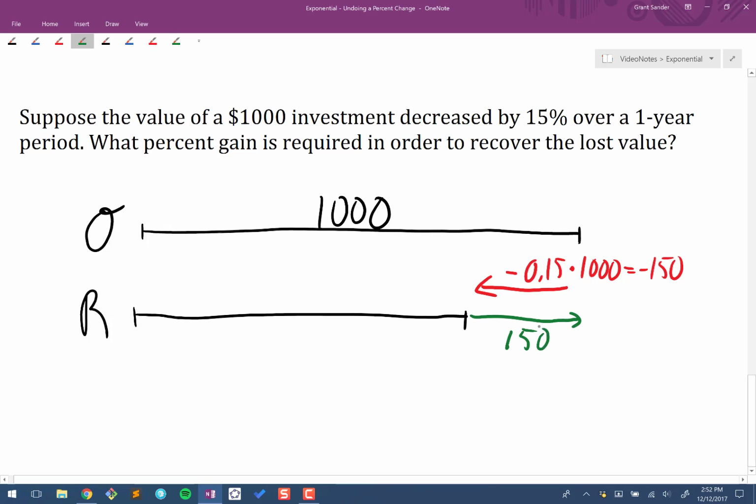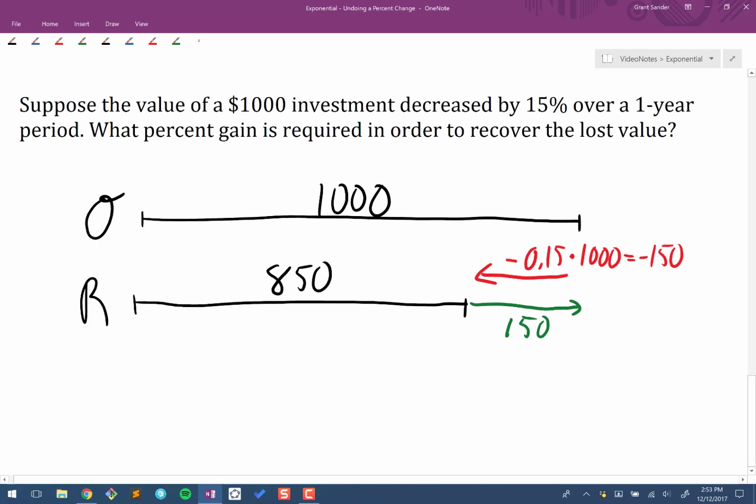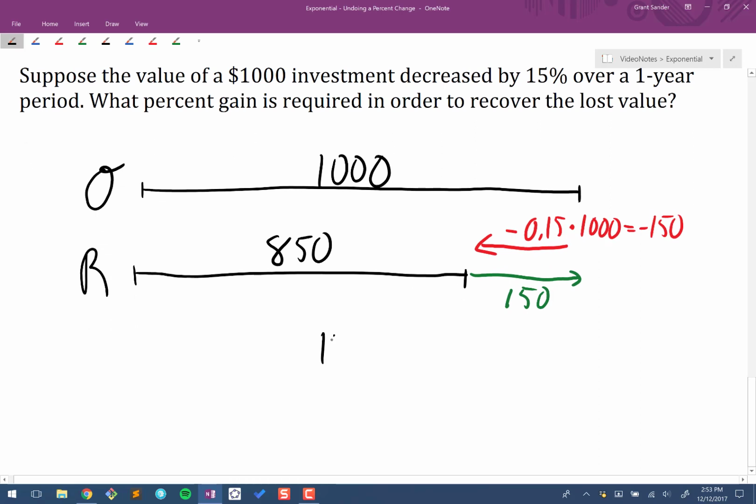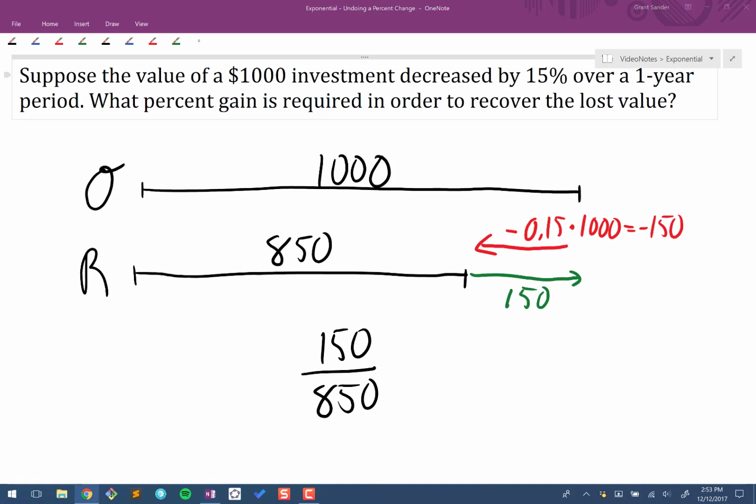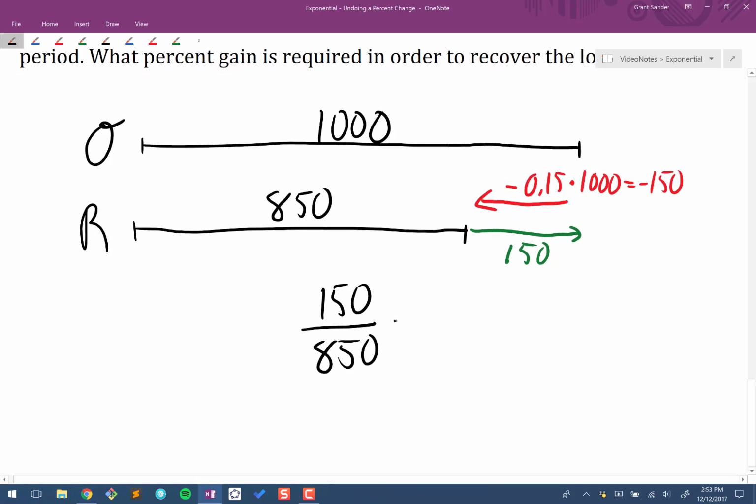So to determine what percent we must increase by, we have to compare that change in value to the value of this reduced investment value. So the reduced investment value is $1,000 minus the $150, which is $850. And therefore, the change in value is 150 divided by 850 times as large as the reduced value. 150 divided by 850 is about 0.1765.